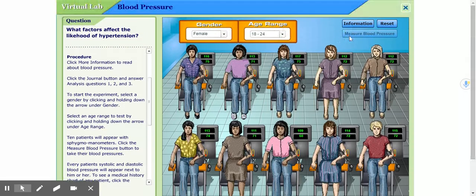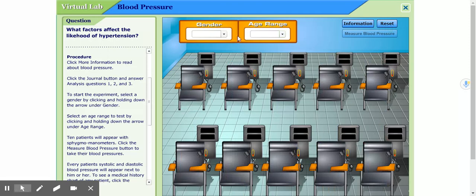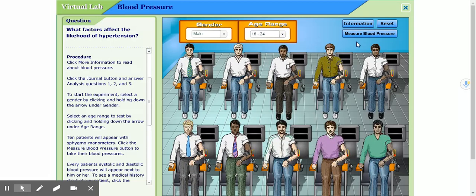Now we are going to reset it, and we're going to choose males in the same age range. And we're going to take a look at their blood pressure. So I'm going to measure their blood pressure as well. And there are their blood pressures. Now you can see that we've got a couple of outliers, those that are in red. That is suggesting that there might be something to do that doesn't specifically deal with their age range, which is why their blood pressures are out of the normal range.